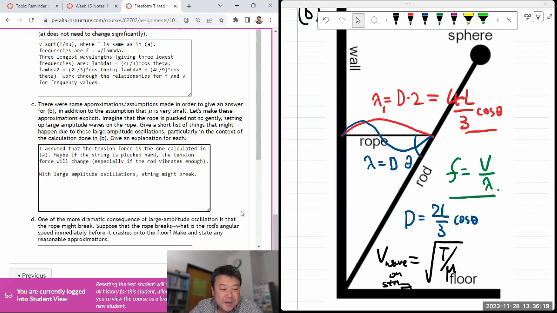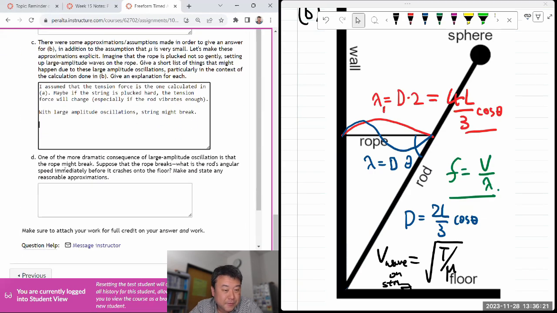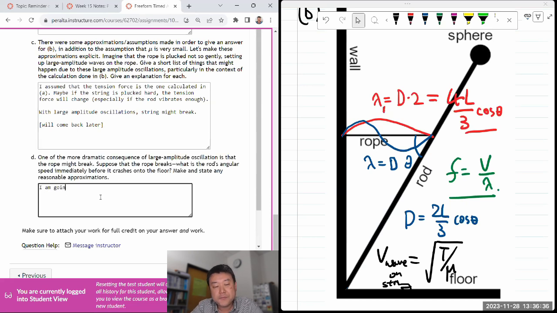Okay, 6 minutes. Let me see what's D. Rope might break. Okay. Is there anything else? We'll come back later. Okay, if the rope breaks, then what is the rod's angular speed immediately before it crashes? Okay, so I am going to assume that the rod and sphere are at rest the moment the string breaks, which might not necessarily be a good approximation, but that kind of allows you to do the calculations.